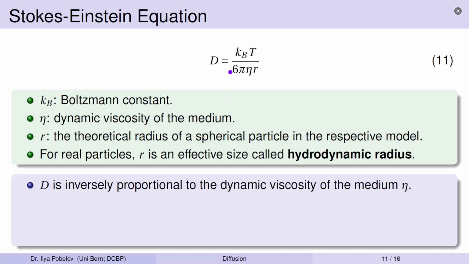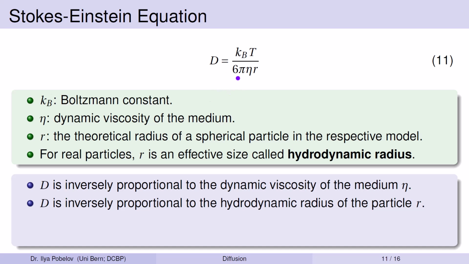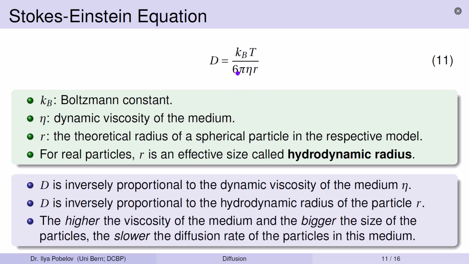This equation explicitly shows that D is inversely proportional to the dynamic viscosity of the medium. It is also inversely proportional to the hydrodynamic radius of the particle R. It suggests that the higher the viscosity of the medium and the bigger the size of the particles, the slower the diffusion rate of the particles in this medium.